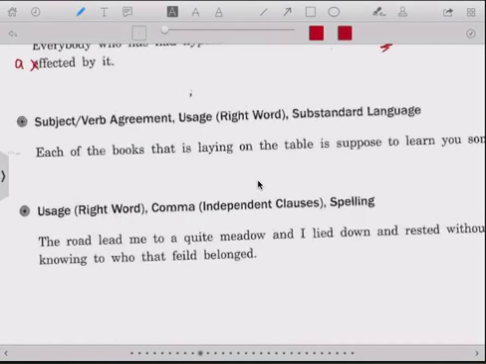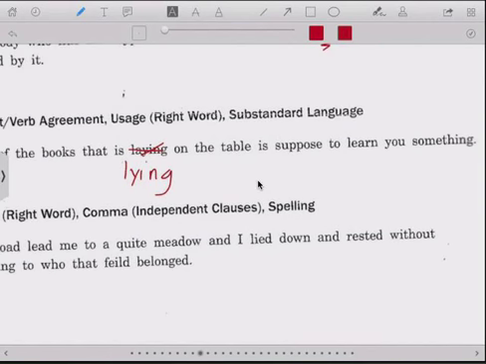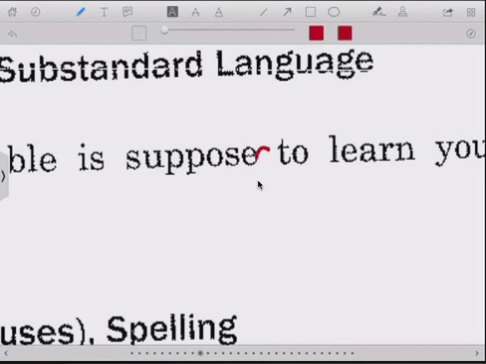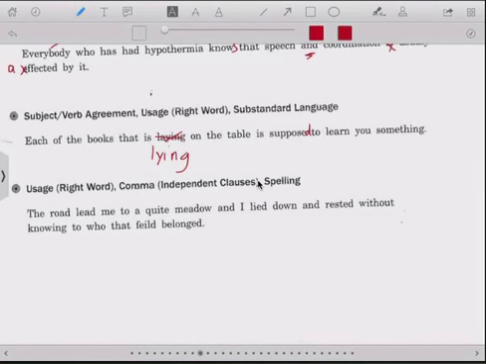Next one. Each of the books that is laying on the table. And this one's going to be lying on the table because nothing's happening. Nobody's doing anything. So it's just lying there. There has to be motion to lay it on the table. Is supposed to, this comes up a lot. We don't say "learn you something," we'd say "teach you something."